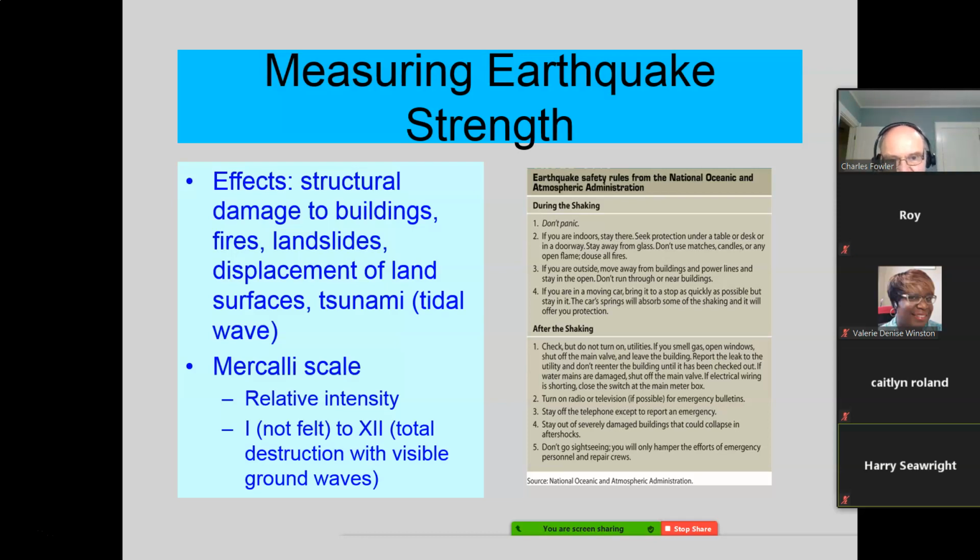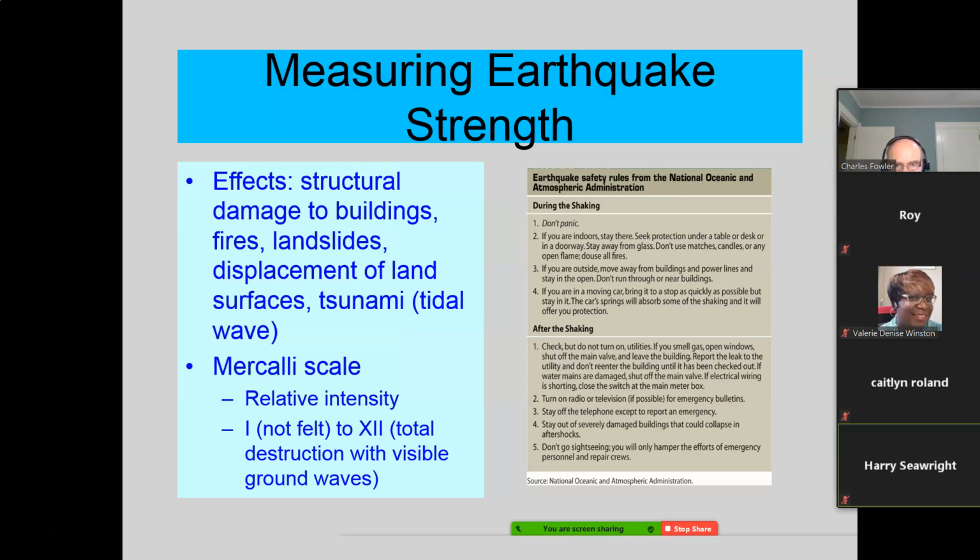After the shaking, it says check but do not turn on utilities. So even if the power went off, the gas went off, if you do smell gas, or even if you don't, but especially if you do, open as many windows as you can, open as many doors as you can. If you know where the main shutoff valve is for your gas line, get down there and turn it off. Leave the building as soon as possible. Report the leak to the utility company. Do not re-enter the building until it has been checked out by professionals and they're sure.